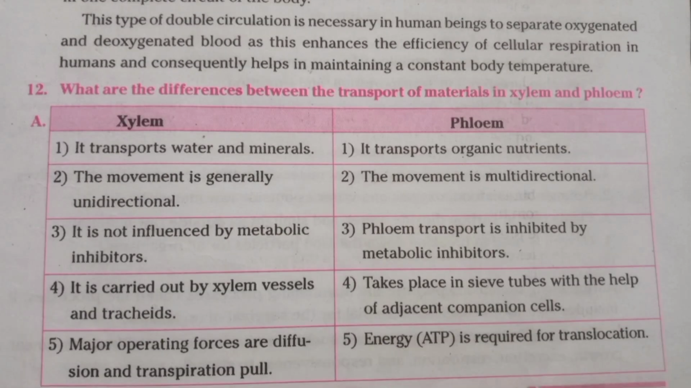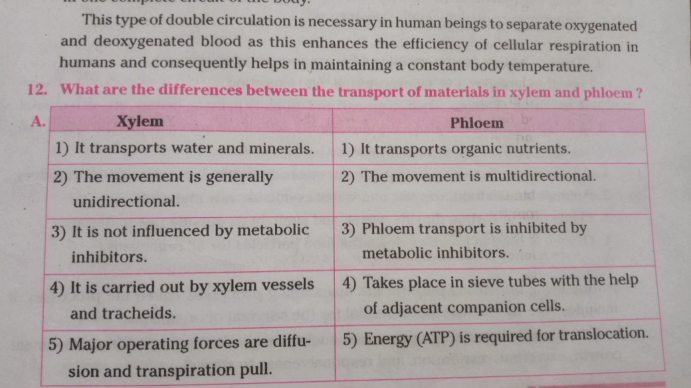12. What are the differences between the transport of materials in xylem and phloem? A. Xylem. 1. It transports water and minerals. 2. The movement is generally unidirectional. 3. It is not influenced by metabolic inhibitors. 4. It is carried out by xylem vessels and tracheids. 5. Major operating forces are diffusion and transpiration pull.